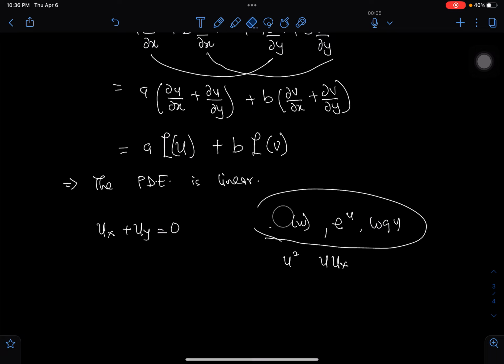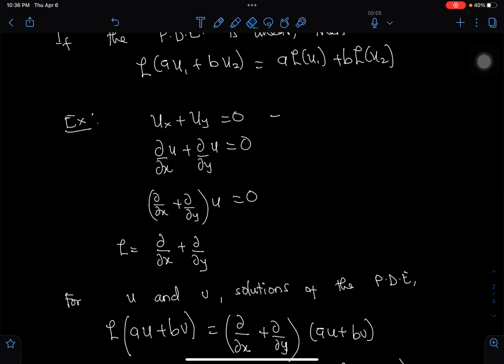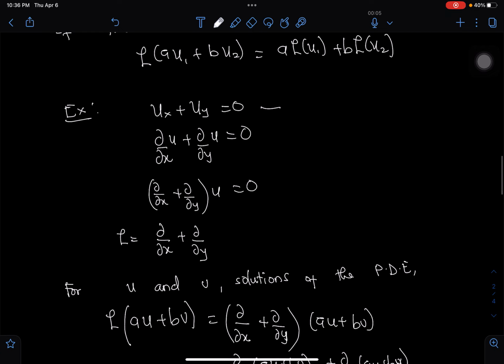Okay, so for example, when I pick this over here, you don't see any product of u and its derivatives. You don't see u having a power of 2. You don't see transcendental functions of u and all those stuff. So it makes this a linear equation.